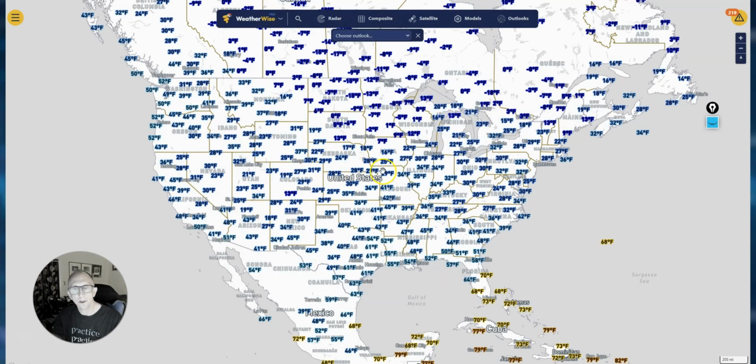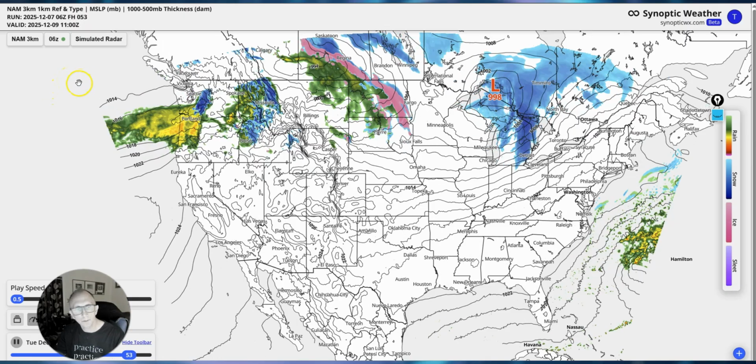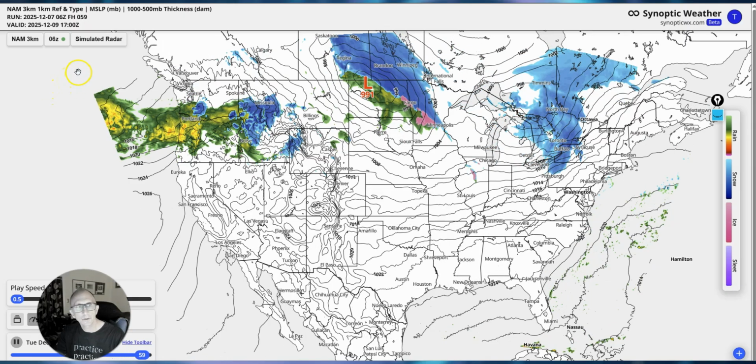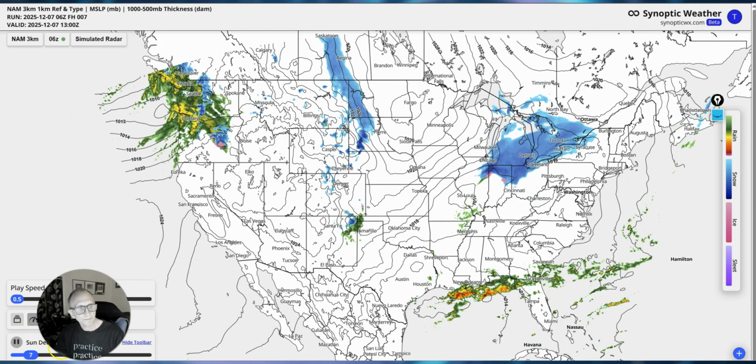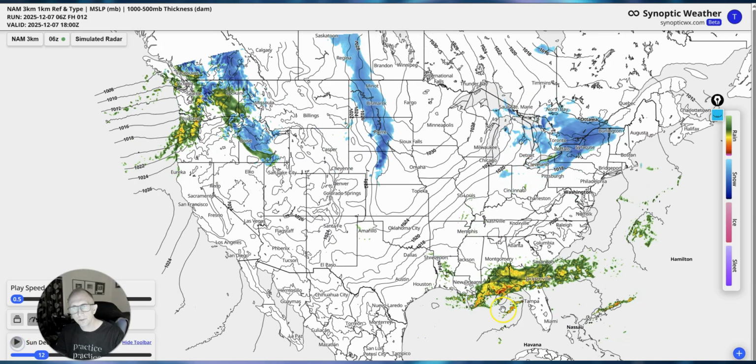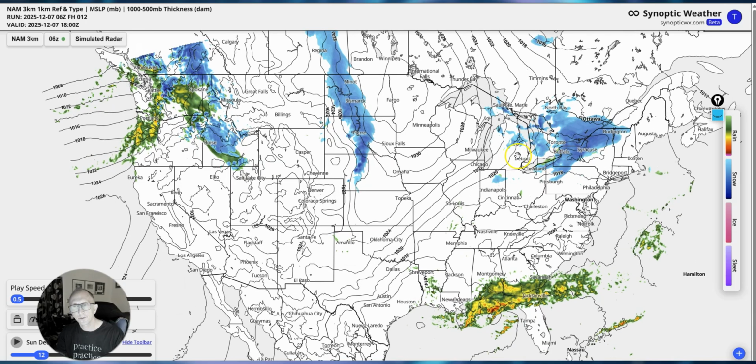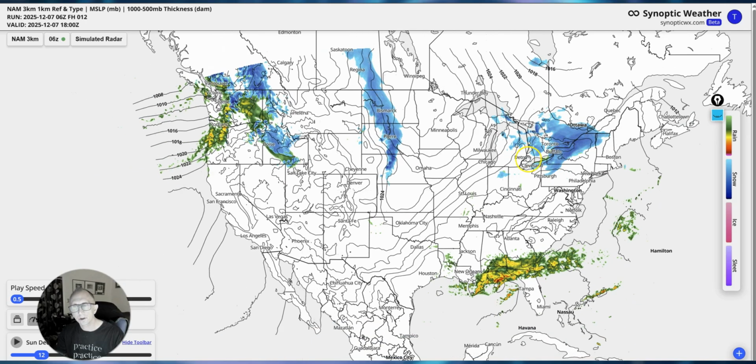Anyway, these are the temps, and now we're going to move on to a little shorter mid-range, long-range forecast discussion. So this is the NAM 3K model showing simulated radar, and I was showing this because I wanted to show where the precip is going to be today. You have snow moving to the east here, east of the Great Lakes and east of the Rockies, and the onshore rainfall out west here.